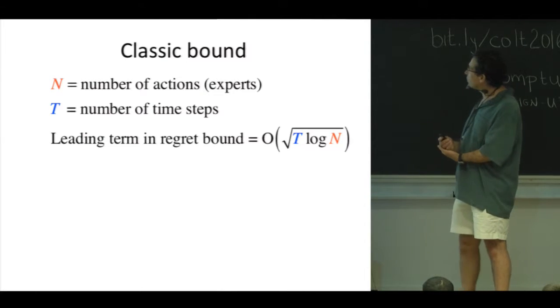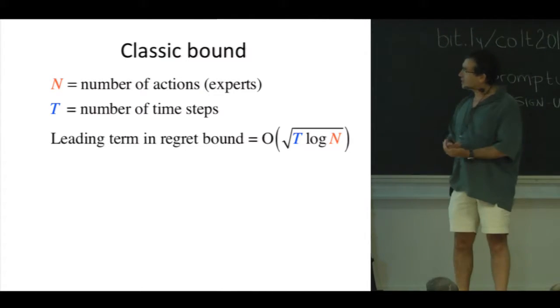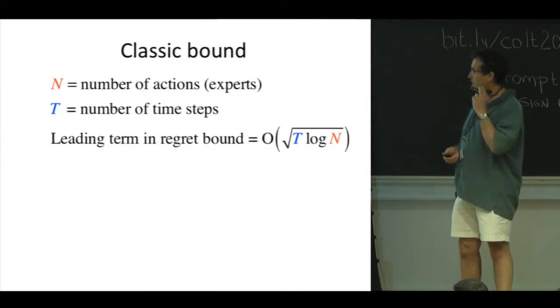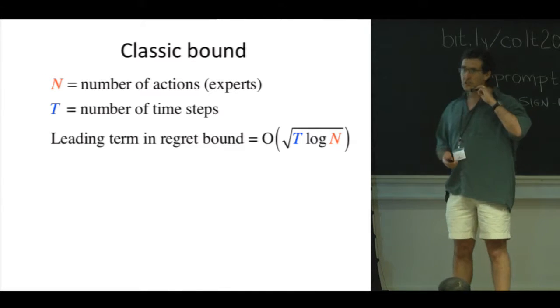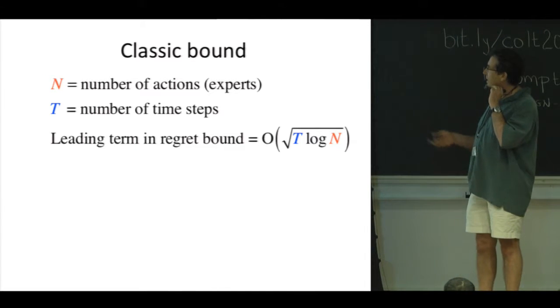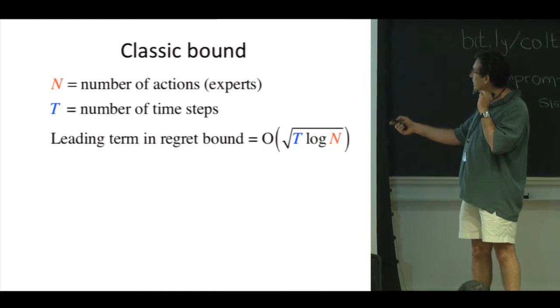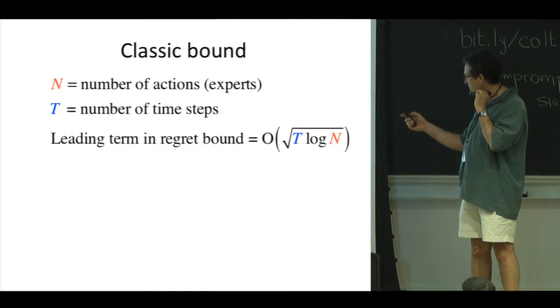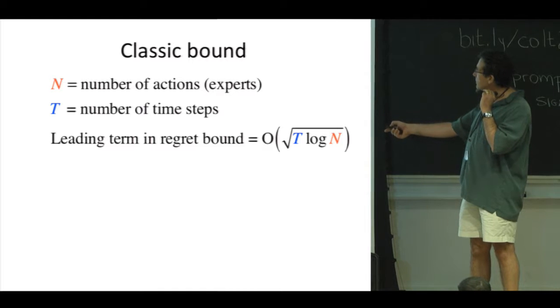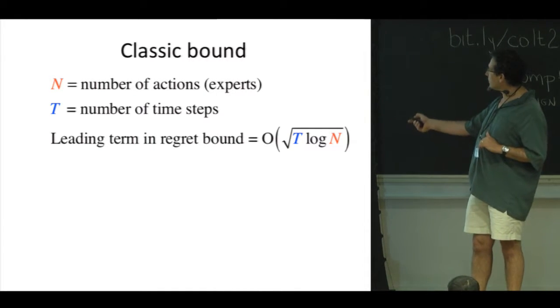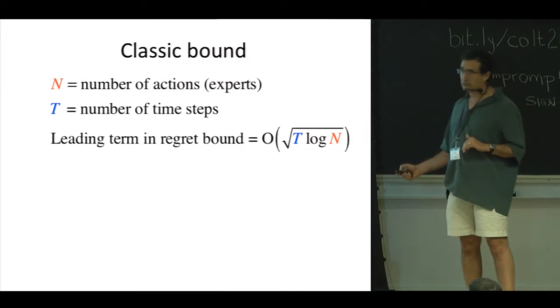Let's start at the beginning. We're talking here about online learning in the most basic setting, in a way, the setting of decision theoretic online learning. And n is the number of actions, and t is the number of time steps. There's a bunch of algorithms that can achieve a regret bound where the leading term is square root of t log n.